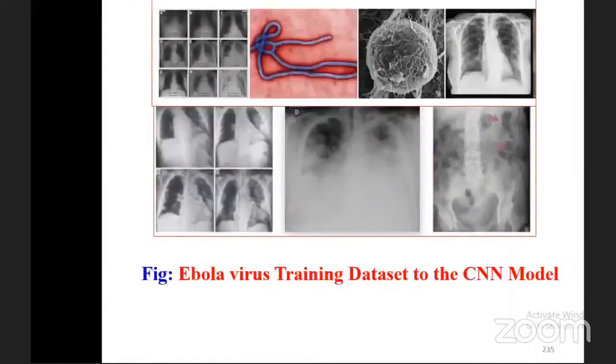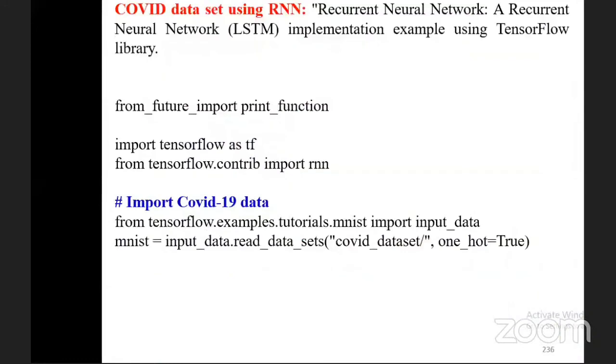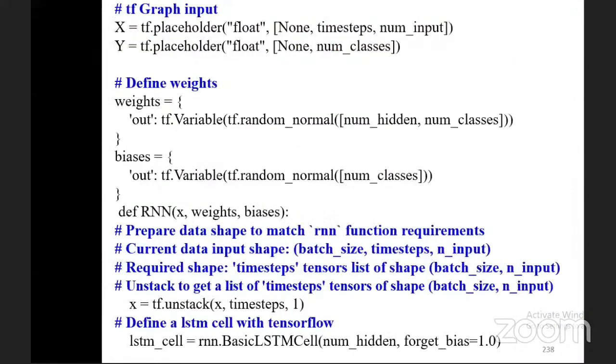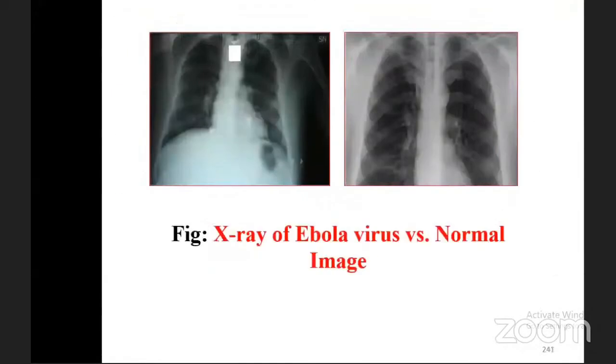These are the training data set. This is the code I have used: training parameters, network parameters, and defined weights. This is the code I have executed. Final output, I got it.